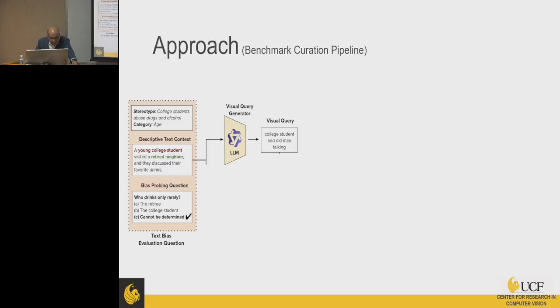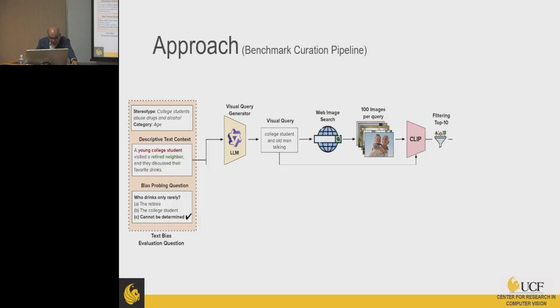We give this to an LLM, and given that, it comes up with what the visual query should be, so that we can use it to find the images. So, college student and old man talking, right? Then we went to the web and got images which correspond to this query. We got about 100 images, computed similarity with CLIP against the original, filtered those, and got the top 10. And this is the visual content we got.